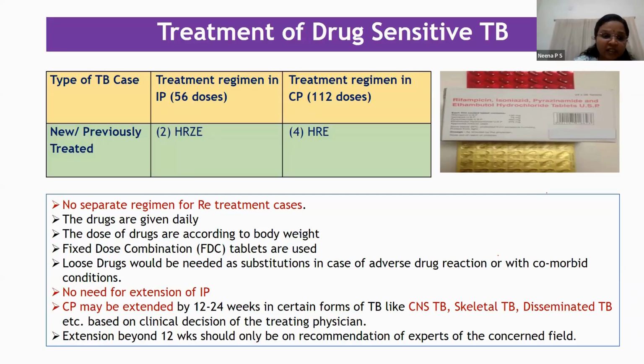And the continuation phase can be extended, especially in the case of CNS TB, like meningeal TB or tuberculoma, and the skeletal TB. In the case of disseminated TB, you can extend up to 1 year, and that will be in accordance with the decision of the treating physician. So there is no separate regimen for new case and previously treated, and there is no need for extension of intensive phase. Continuation phase can be given up to 1 year. It is for CNS, skeletal TB and disseminated TB.